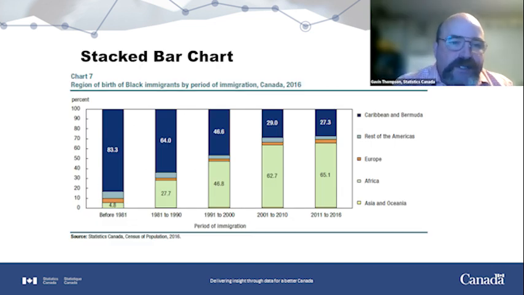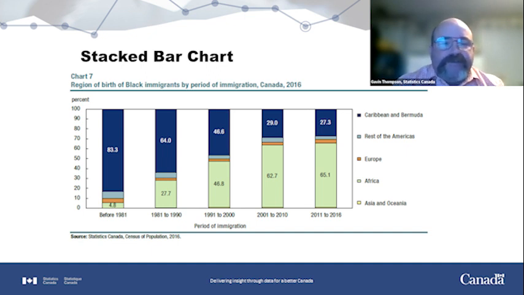Okay, so here is an example of a stacked bar chart. So this is region of birth of Black immigrants by period of immigration, Canada in 2016. So this was a census question on our long form census. As Tracy mentioned earlier, our short form census only has about a dozen questions: place of birth, age, and languages spoken. Our long form census has many more questions. So for example, we can do analysis like this.